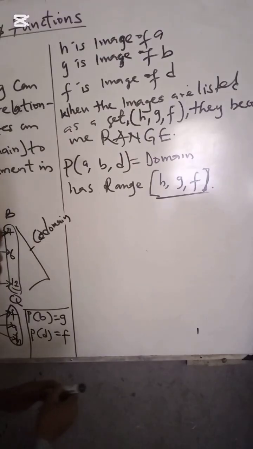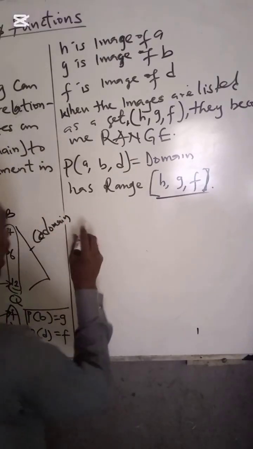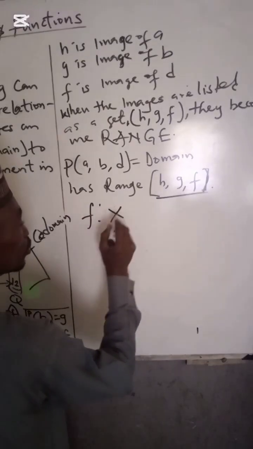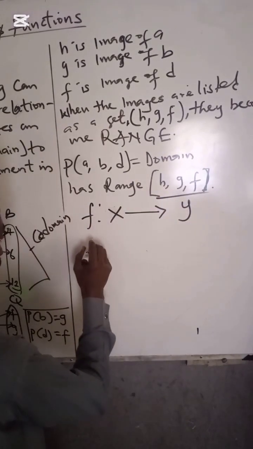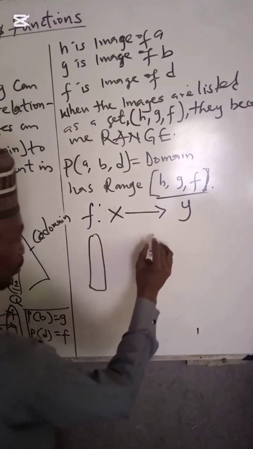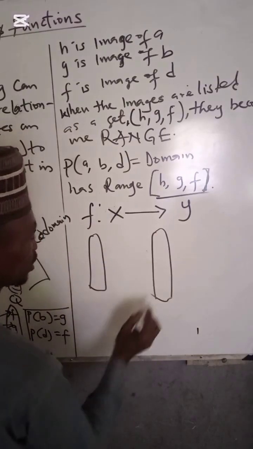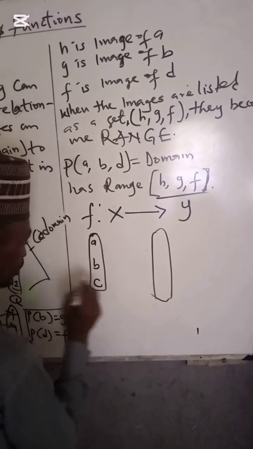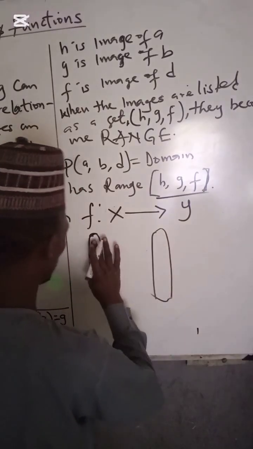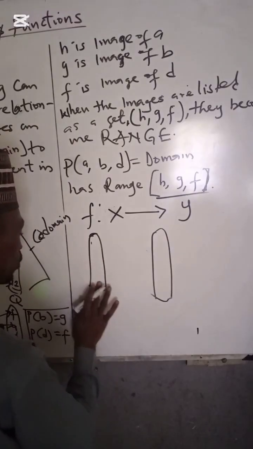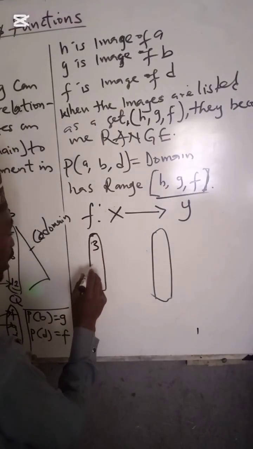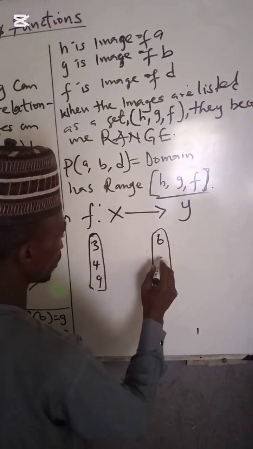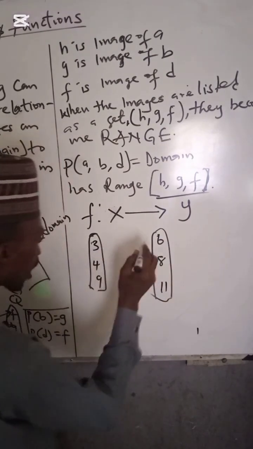Now, let's look at this. Let's say we have f of x to give output y in this form. Let's say we have A, B, C. We can use another alphabet, or any number. Let's say 3, 4, 9, 6, 8, 11. Now watch.